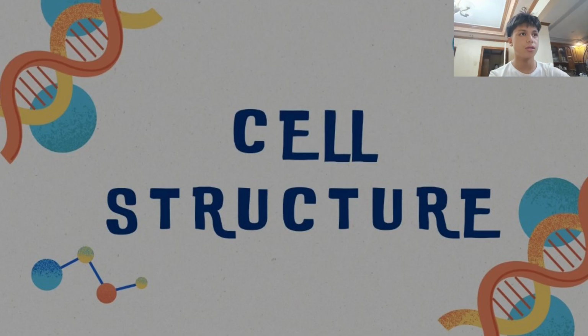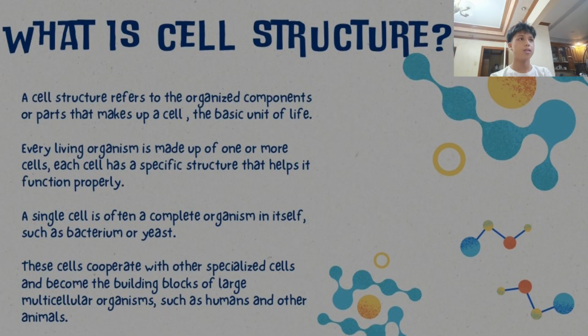So we have cell structure. First of all, what is cell structure? Cell structure refers to the organized components or parts that make up a cell, the basic unit of life. Every living organism is made up of one or more cells. Each cell has a specific structure that helps it to function properly.